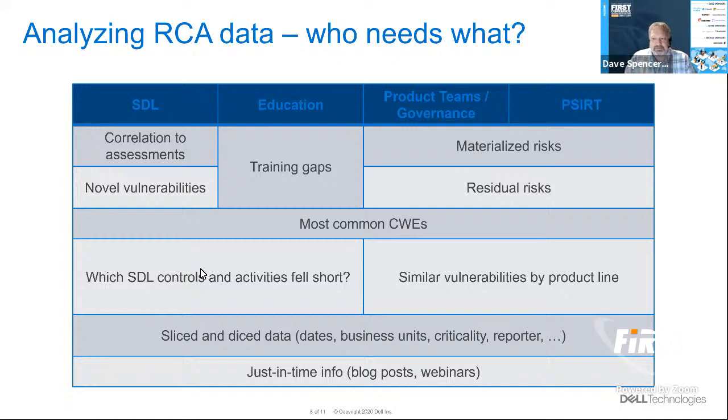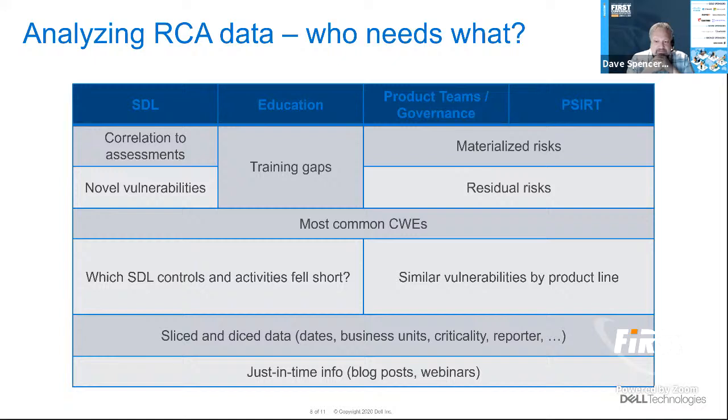and how we're focusing those activities. Meanwhile, along the same lines, our product teams and our PSIRT organization probably care a lot about similar vulnerabilities that our analysis might find by product line. So if a particular product line, a particular group of related products and applications is running into the same problem repeatedly, that's something interesting that might drive a future conversation with that team.